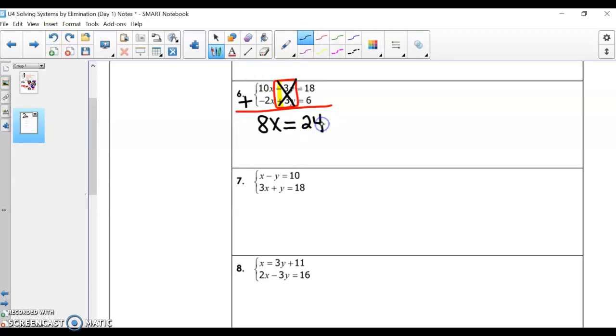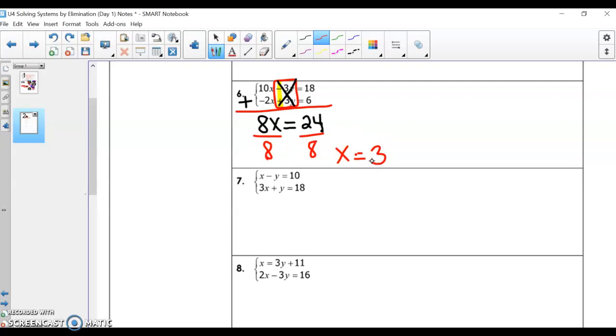Alrighty, and now we're just down to a one-step equation. We just have to get that X by itself. In this case, the 8 and the X are being multiplied, so I'm going to divide by 8 and divide by 8. That's going to leave me with X equaling 3. All right, so I found one of my variables.